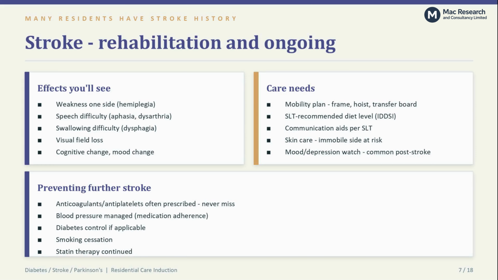Preventing further stroke. Anticoagulants or antiplatelets are usually prescribed. Warfarin, DOACs, aspirin or clopidogrel. Never miss doses. Missing antiplatelets can precipitate further stroke.